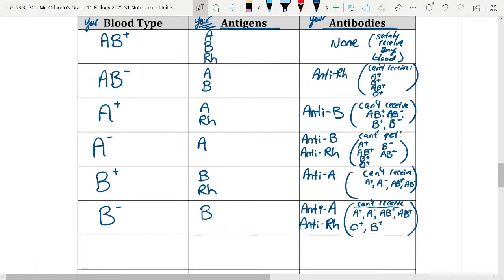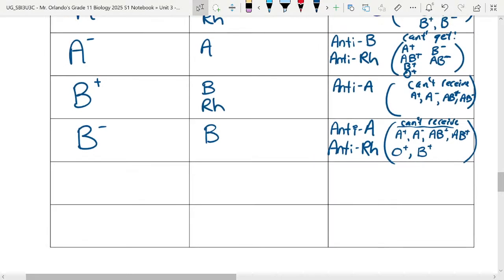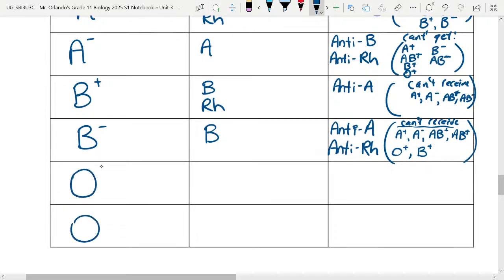Can you see it? This is important business. Okay, who's the last ones that we have to deal with? O. And there's two types of O actually. There's O positive and O negative. Now O negative we'll do first actually. O negative has no antigens whatsoever on their blood cells, right? Which means what is their blood on the lookout for?